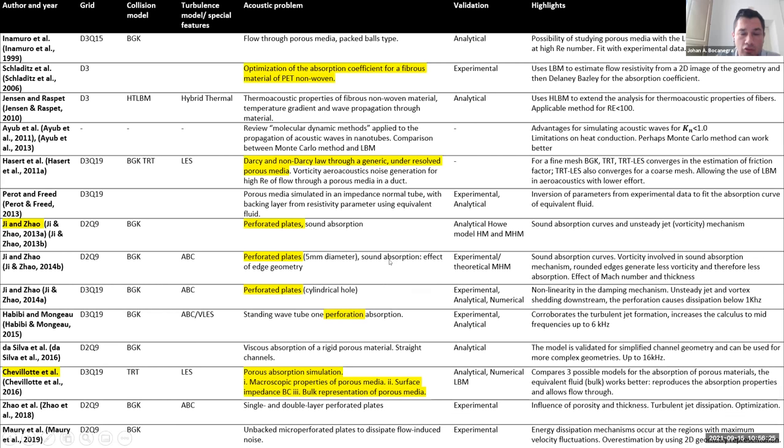Okay, I go to porous material and sound absorption. Some works are related with porous materials simulated directly and using Darcy's law to obtain the flow resistivity or measuring the sound absorption directly. We see perforated plates, porous material, woven or non-woven materials.